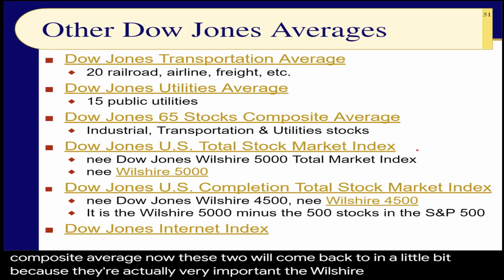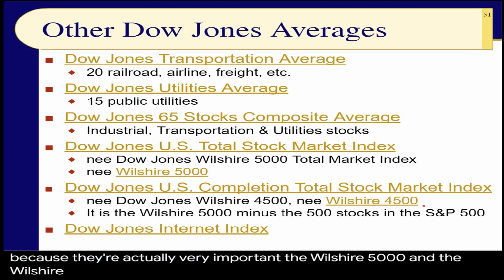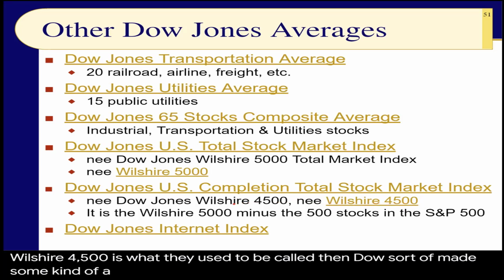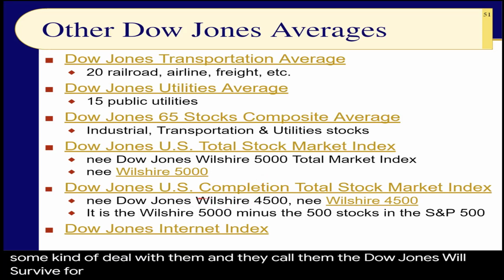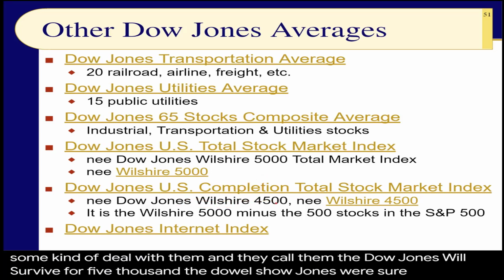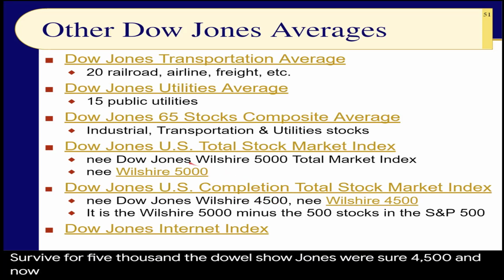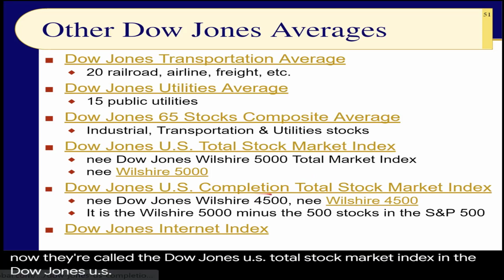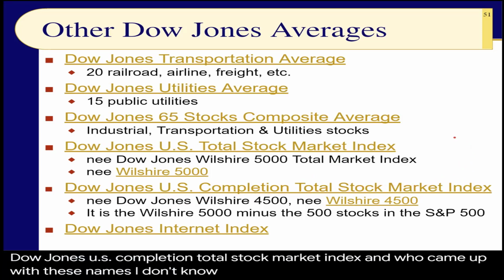The Wilshire 5000 and the Wilshire 4500 is what they used to be called. Then Dow made some kind of a deal with them, and they called them the Dow Jones Wilshire 5000 and the Dow Jones Wilshire 4500. And now they're called the Dow Jones U.S. Total Stock Market Index and the Dow Jones U.S. Completion Total Stock Market Index. Who came up with these names? I don't know, but they should be spanked, in my humble opinion.